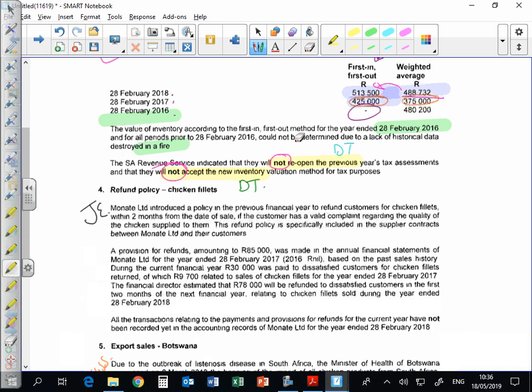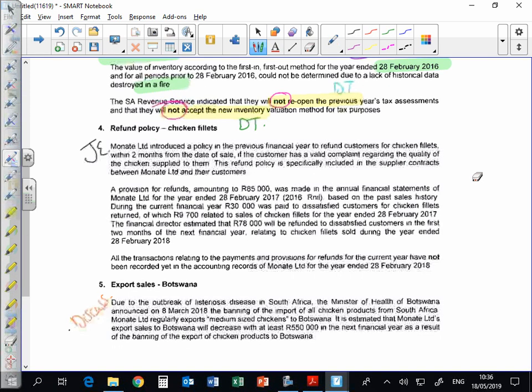All right. Journal entries. We need to disclose these journal entries for point number 4. Menante introduced a policy in the previous financial year to refund customers for chicken fillets within 2 months from the date of sale if the customer had a valid complaint regarding the quality of the chicken. This refund policy is specifically included in the supplier's terms between Menante and their customers. A provision for refund amounting to 85,000 was made in the annual financial statements of Menante for the year ended 28 Feb 2017, and in 2016 that was 0.